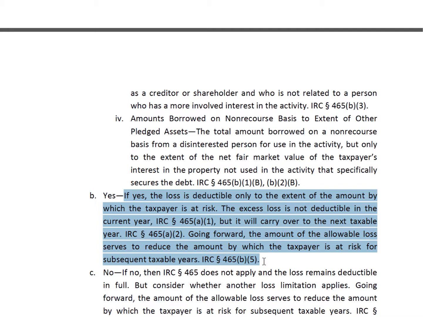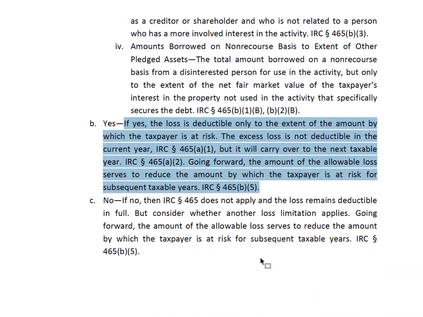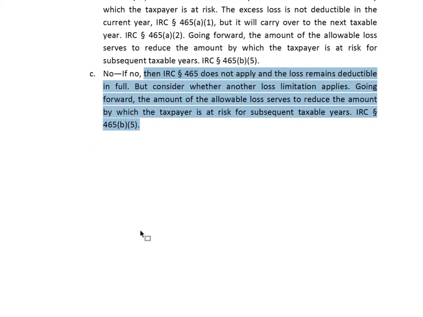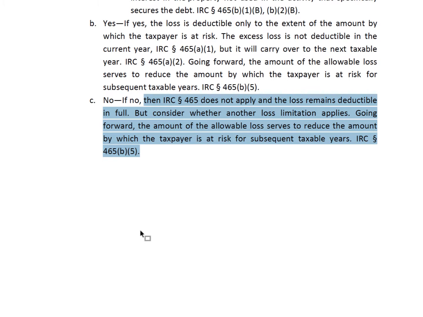They're two different things. The at-risk amount can go up as things are contributed. Let's say you contribute more cash next year or more property next year, or you take on more recourse liabilities, or you take on more non-recourse liabilities that are secured by assets. If not, then none of the loss can be taken. So that's really the at-risk rules.